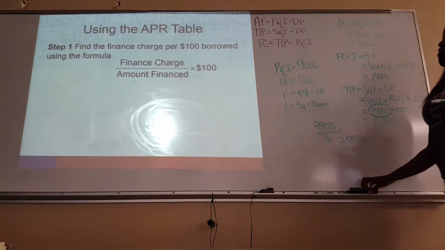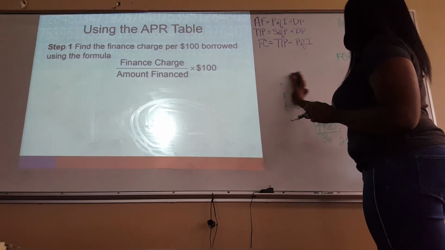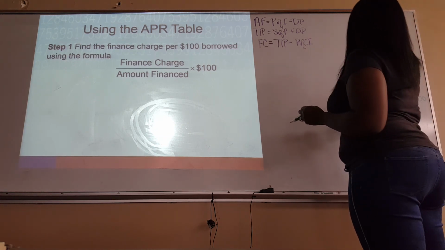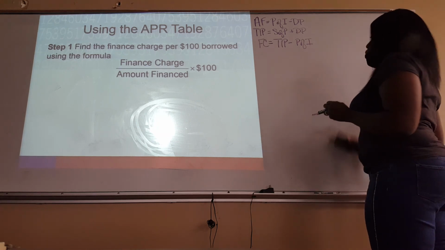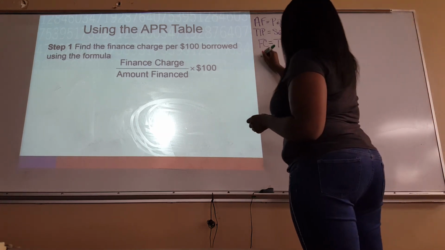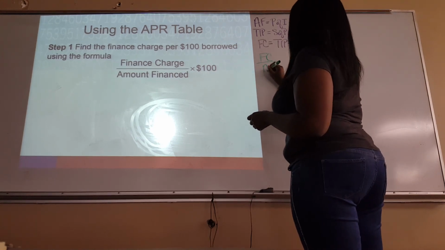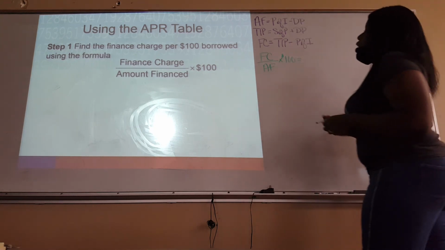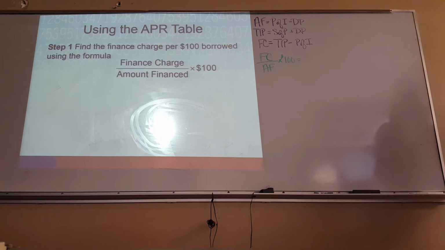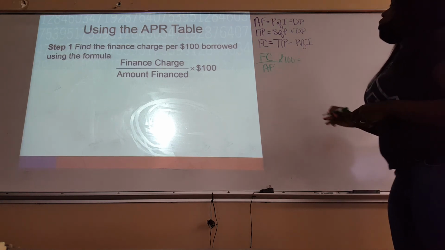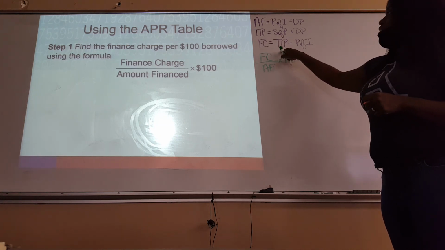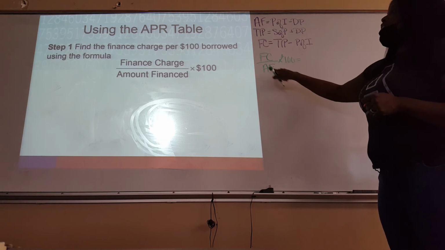So we actually have an equation that we're going to add to the board, but we also have 3 steps that we're going to use in order to find APR. On step 1, we are going to take the formula finance charge divided by amount financed, and then multiply that by $100, and that is how we find our total to use our chart. One thing you need to notice is that we have to use our finance charge equation and our amount financed equation to solve for this.